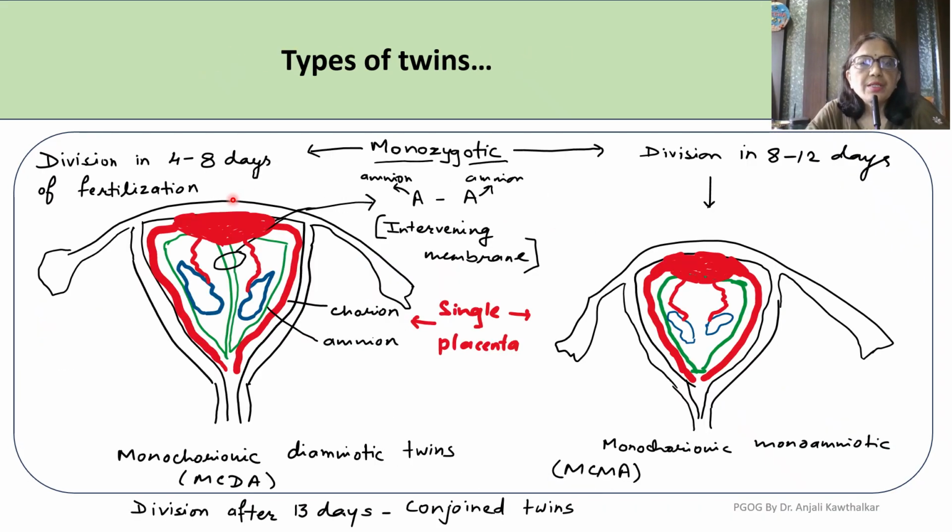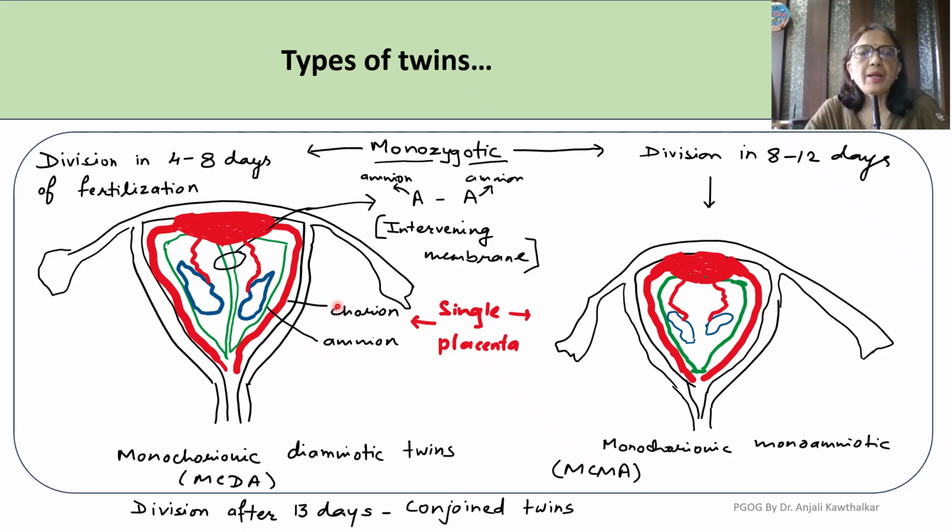If division takes place in 4 to 8 days of fertilization, it leads to the development of a twinning where there is a single placenta and a single chorionic layer, so we call it monochorionic, but there are two amniotic sacs. So 4 to 8 days is the time period when the fertilized ovum is getting divided. It leads to the development of monochorionic diamniotic twin pregnancy.